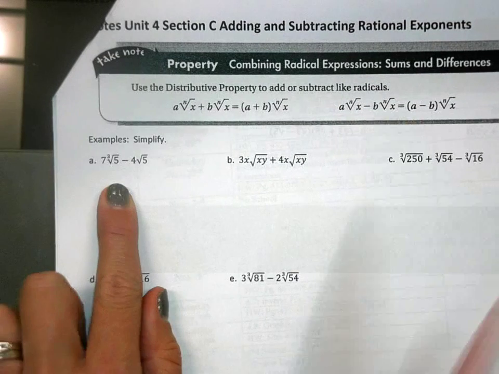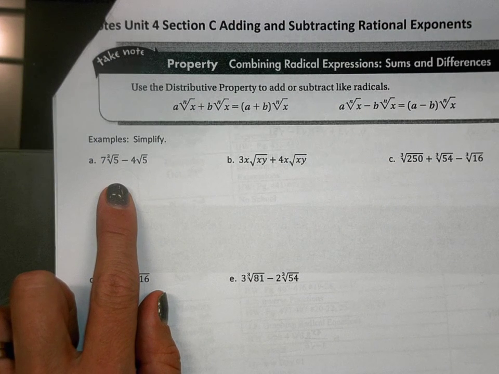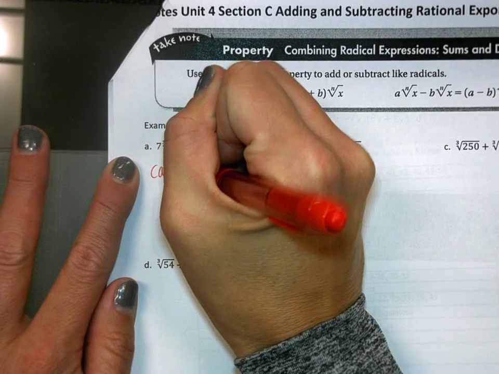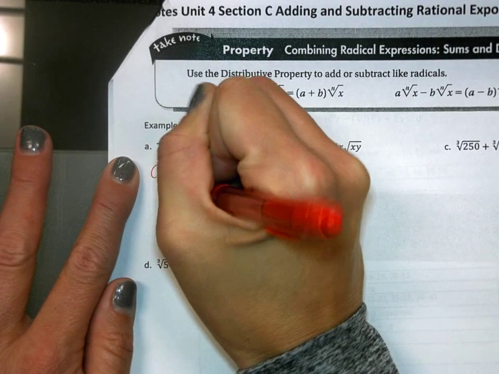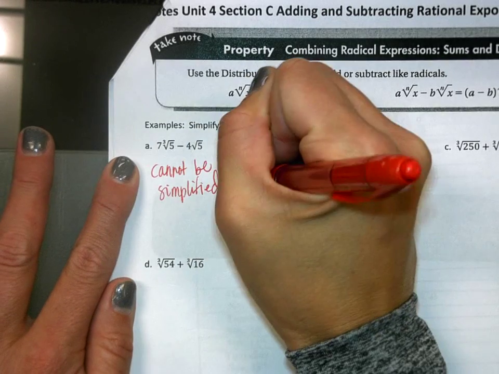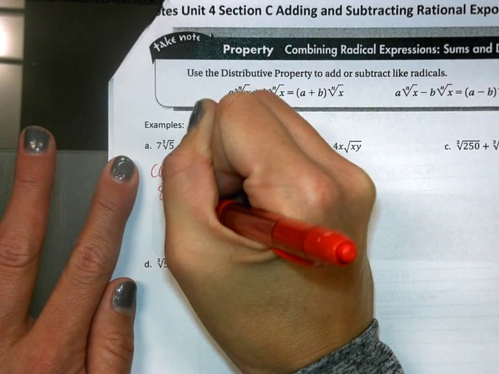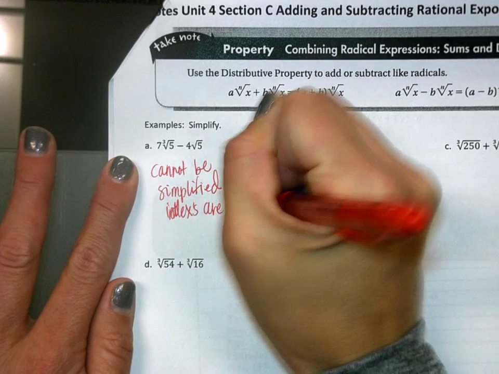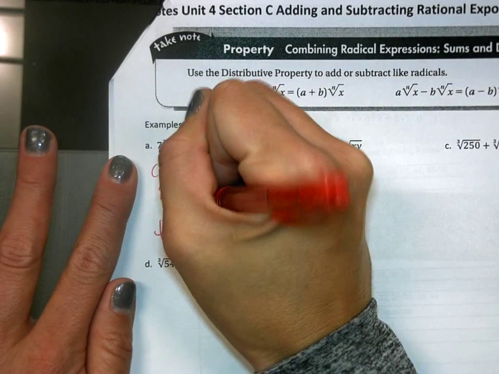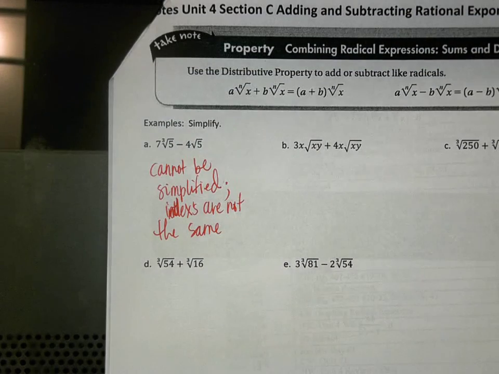Okay, so on A, can I simplify that? No. No, why not? Very good. So we're just going to put cannot be simplified. And I'm just going to put indexes are not the same. And again, in your notes, or not in your homework, you don't have to write all that. I just like you to put it in your notes so that when you look back, you understand why you couldn't add them together. Okay.